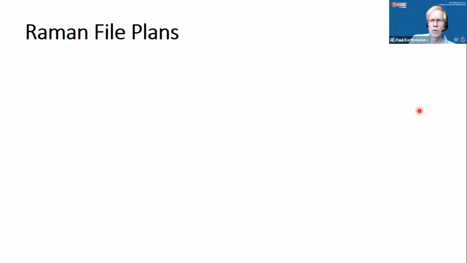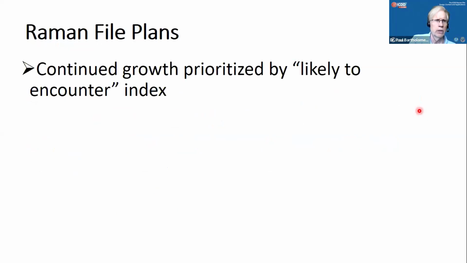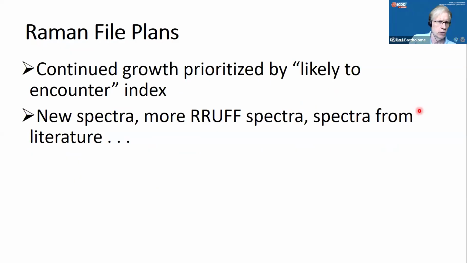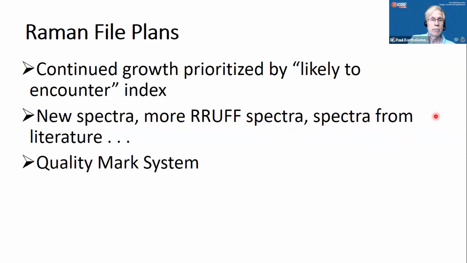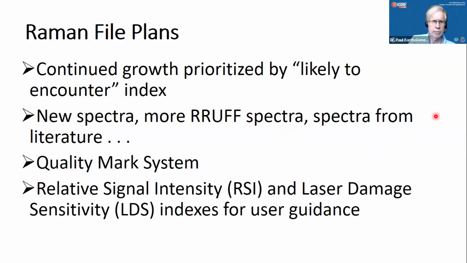And where are we going in the future from here? We're going to continue growth, and continue to prioritize growth with this likely to encounter index. We're going to collect new spectra, curate more spectra out of rough, and begin collecting spectra from other scientists, from the literature, either from posted supplemental information or by writing to the authors. We're going to include a quality mark system to differentiate higher quality spectra from lower quality spectra.